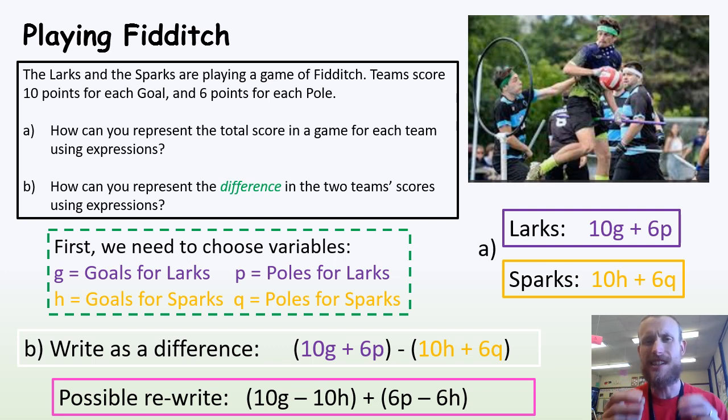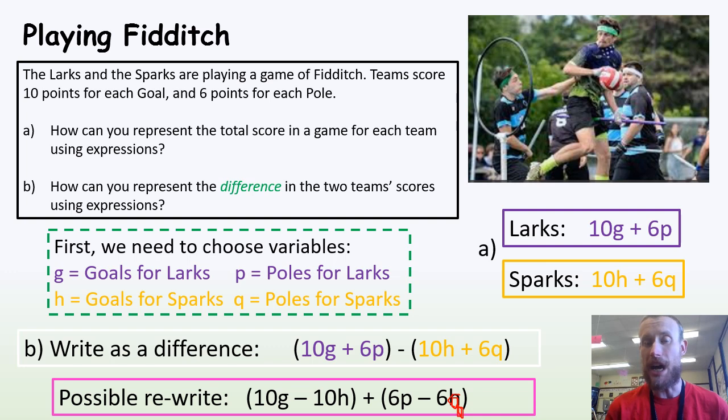I've just rewritten it slightly, which you can see I've written as 10G minus 10H. That would be the number of goals that each team scored as a difference, plus the number of poles that each team scored as a difference. I have made an error here. This should be a Q in the second parentheses, 6P minus 6Q.